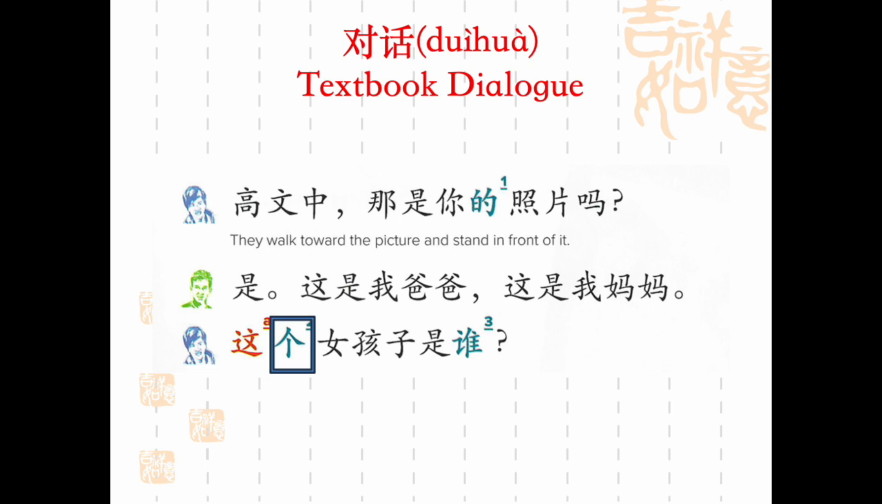So let's move on then and look at the second grammar point in the dialogue, which is in blue font here on the bottom of the slide. And it is 个. So let's look at this. Wang Peng says, 这个女孩子是谁? So let's look at this grammar point a little bit closer.